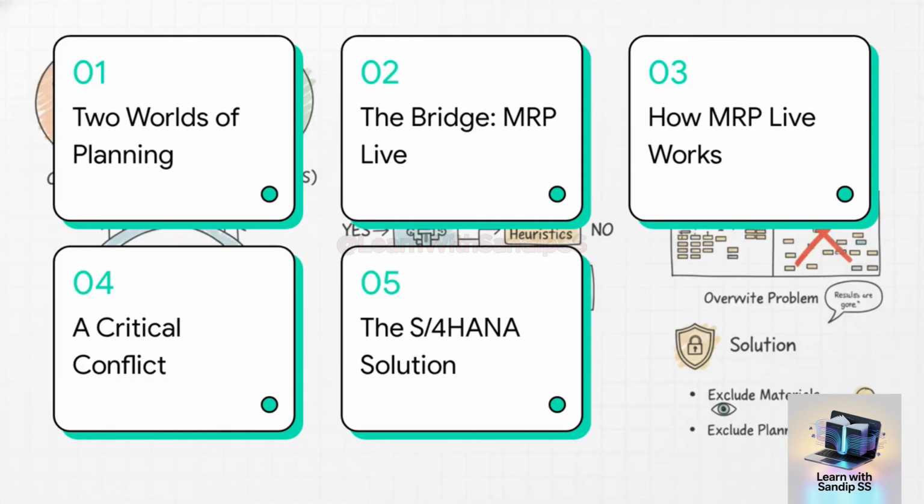So, here's the plan for today. First, we're going to unpack the two completely different planning worlds that are living inside S4HANA. Then, we'll look at how MRP Live is meant to be the bridge between them. We'll peek under the hood to see how it works, and then, this is the important part, we're going to uncover a critical conflict it can create. And don't worry, we'll finish up with the modern solution that every planner really ought to be using.